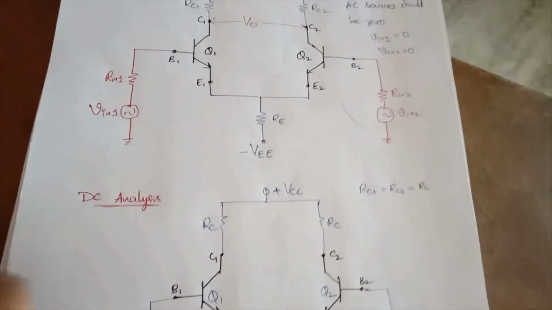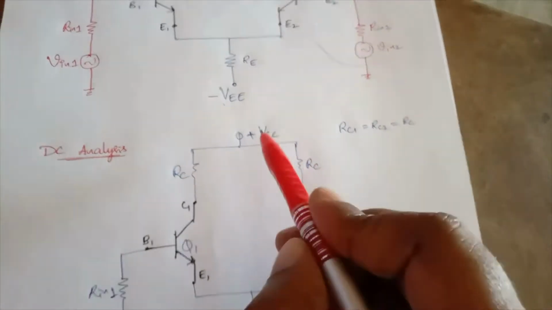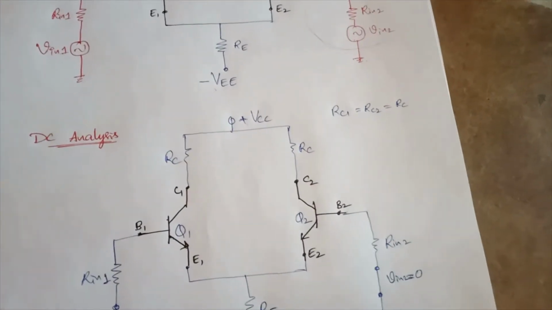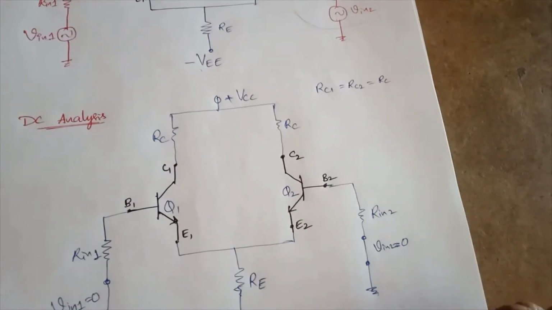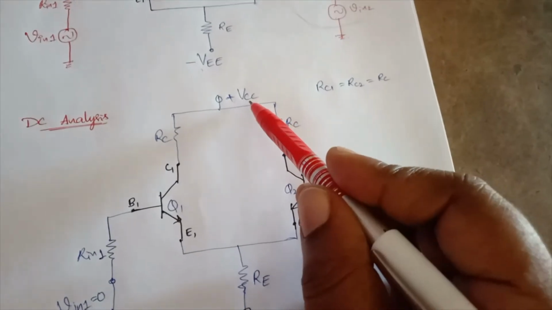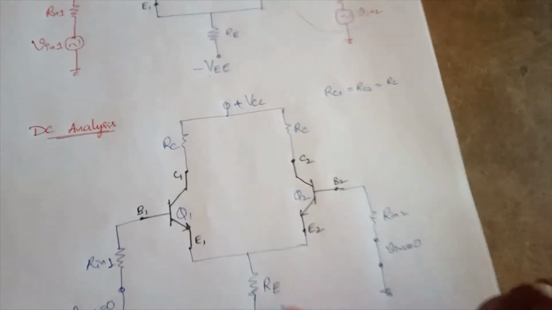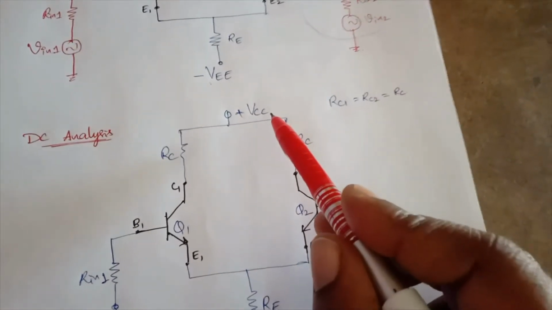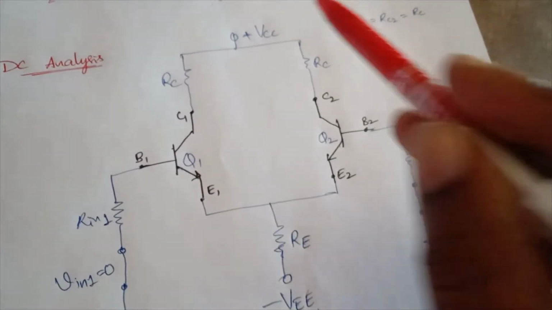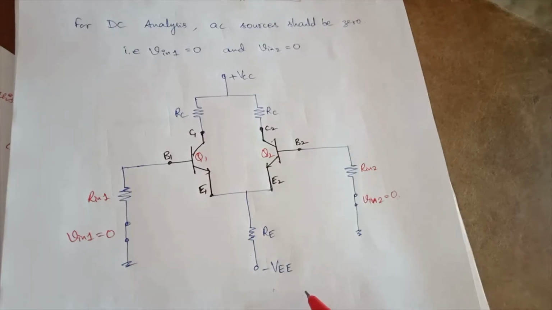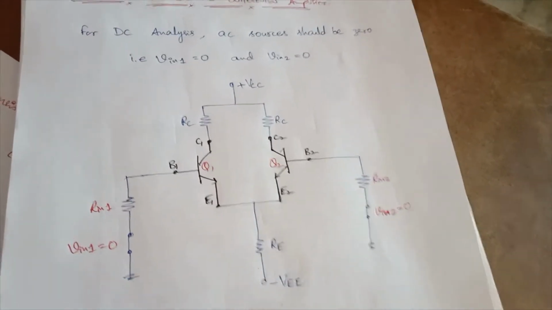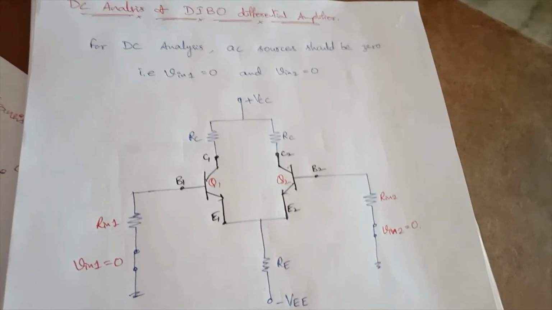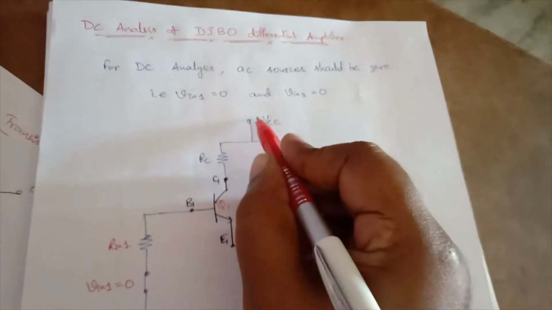Now mark the currents flowing in the circuit. Here we have one supply and here we have another supply. This is the positive supply and this one is the negative supply. We already know that current always flows from higher potential to lower potential. Here plus VCC is the higher potential and minus VEE is the lower potential. Therefore the current starts from plus VCC. I already told you that DC parameters are always represented with capital letters.